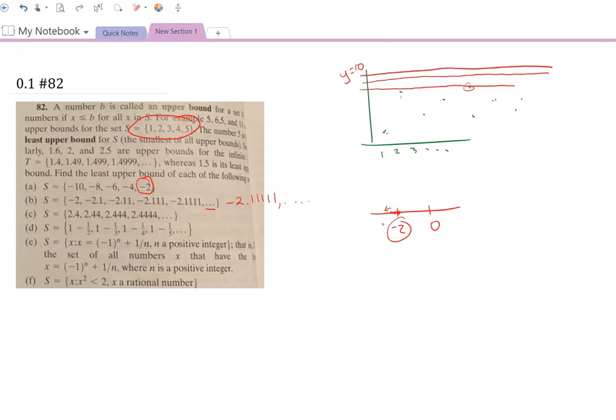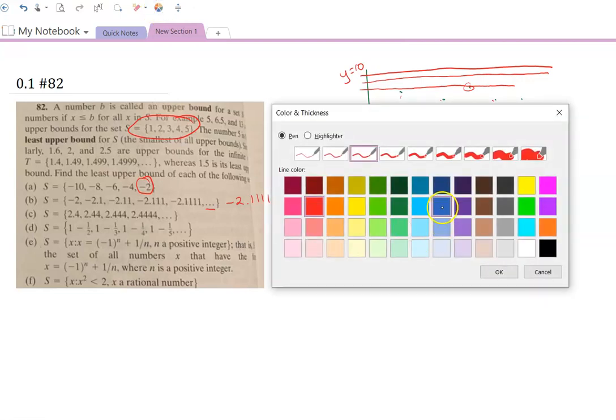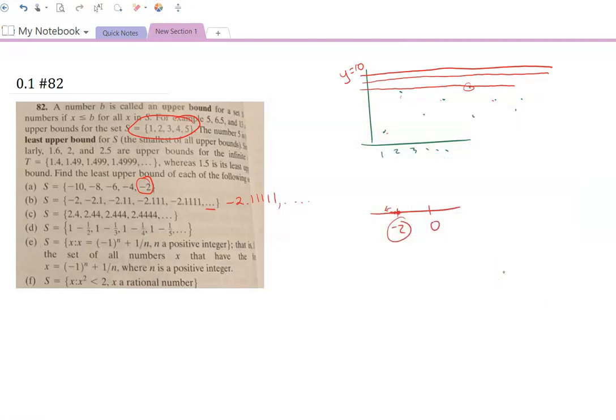All right, now part C is a little bit different because now we are going the other direction. All right, so we have 2.4, 2.44, 2.444, etc. Okay, and your first instinct might be to say, okay, well, what about 2.5? Those numbers are never going to reach 2.5, which is correct. So 2.5 is an upper bound, but is it the least upper bound? Okay, and the answer there is no, it's not, because 2.45, for example, is lower than 2.5, but is still above all of these numbers, okay?